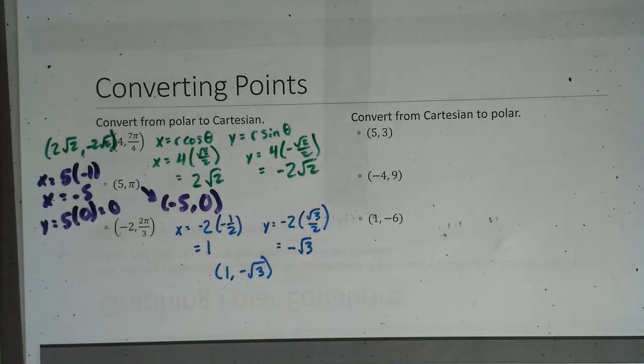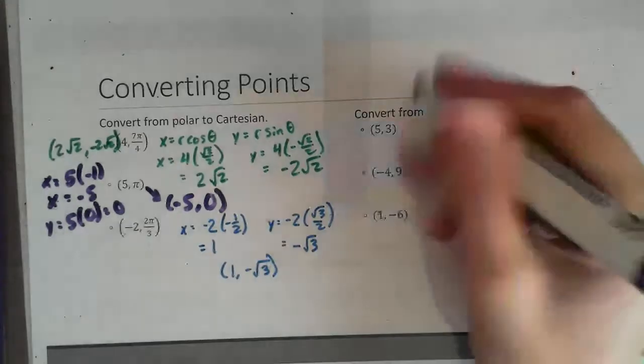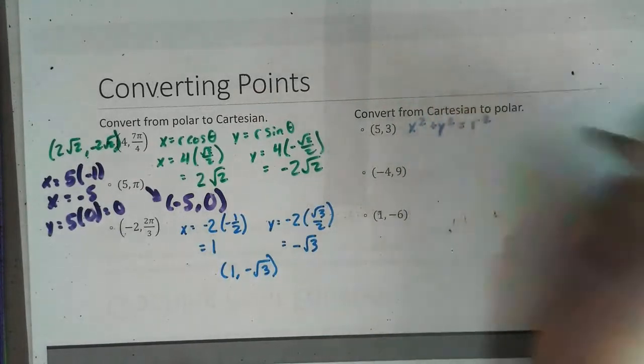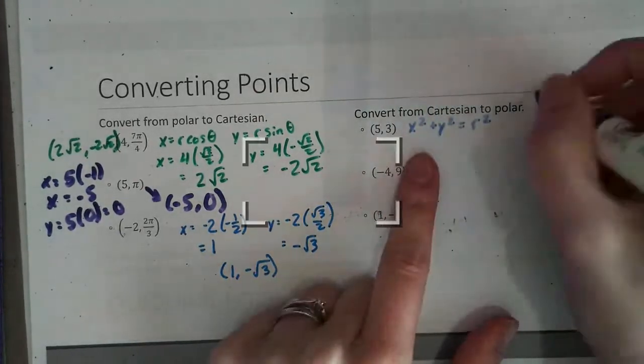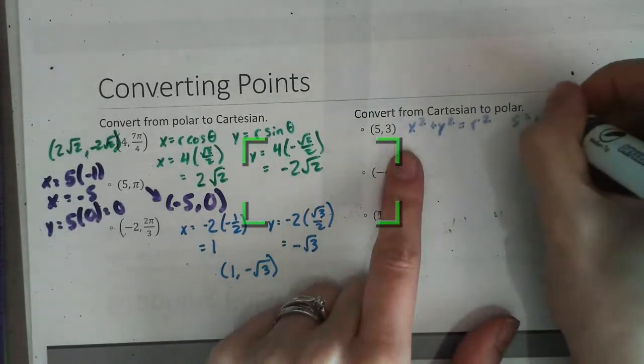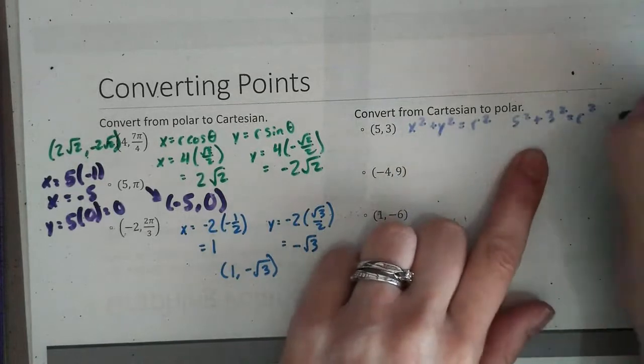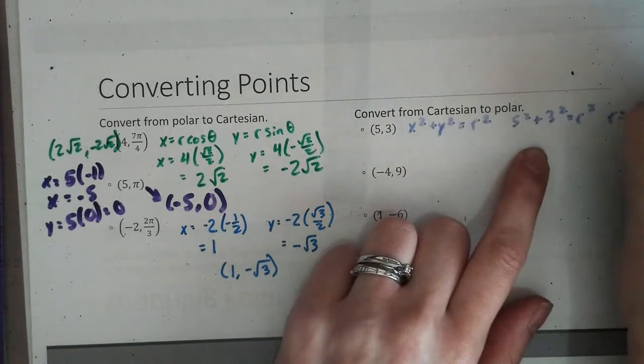Now let's try going the other way. Starting with Cartesian points, we want to switch to polar. First up, we have 5 comma 3. We have to use the fact that x squared plus y squared equals r squared, so that we can find r. So that'll be 5 squared plus 3 squared equals r squared. 25 plus 9 is 34. So r will be the square root of 34.